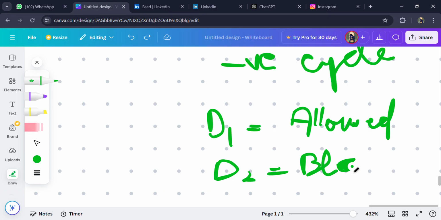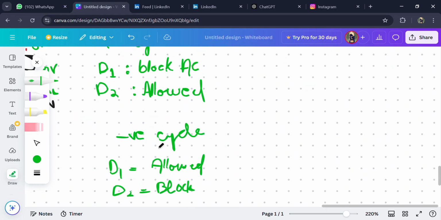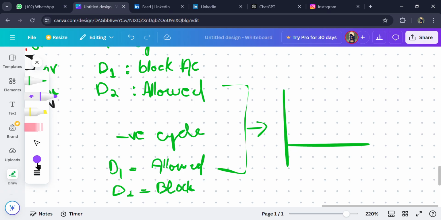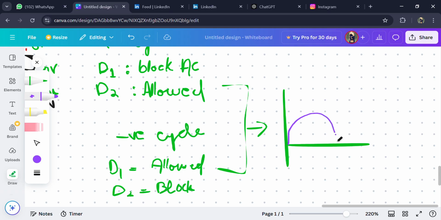Same process will be repeated again and again. Again the negative cycle will come and D2 will allow and D1 will block, and then again a cycle would be started. What if we draw it graphically? So let's draw it graphically. In the positive node, what happened? First, D2 allowed, D1 blocked. We won't consider D1, we'll only consider D2.